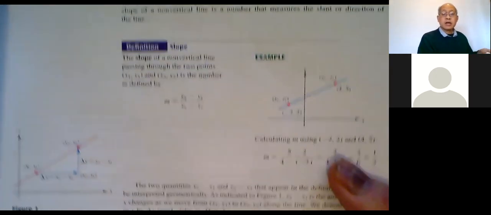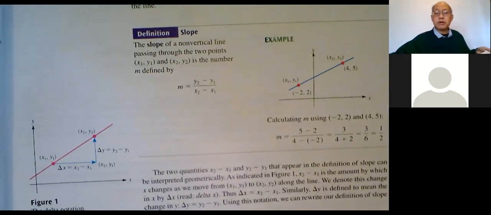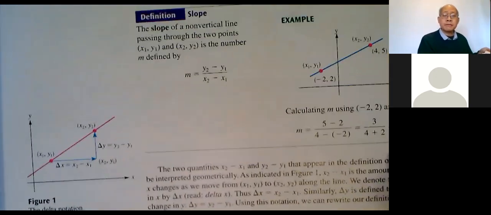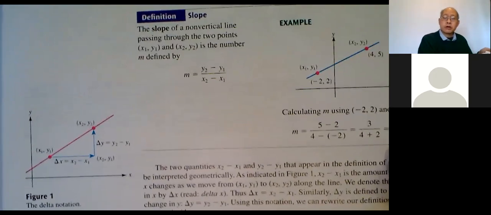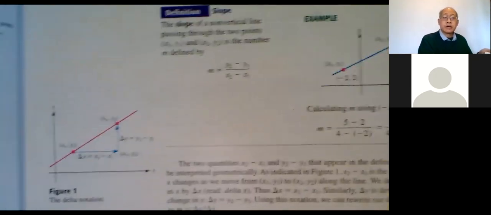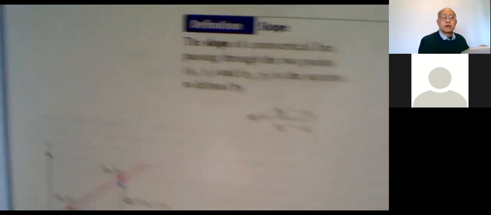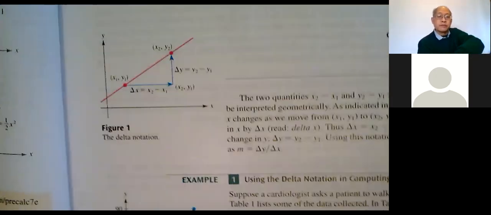First, on page 43, we have the formula for slope. If you're given 2 points, the formula for slope m is y2 minus y1 divided by x2 minus x1. You can put it on your cheat sheet if you wish or not. You may not have seen this before.